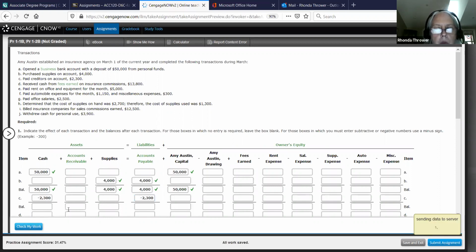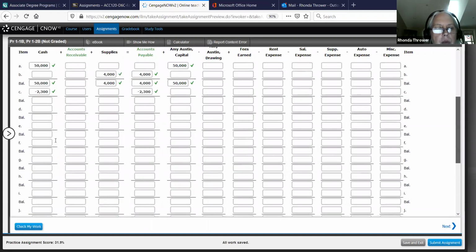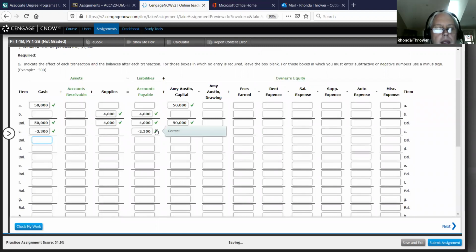I'm going to check my work just to make sure we've done it right. And then we're going to go on to our balances. Now, after the transaction C, you can see that our cash has been reduced.